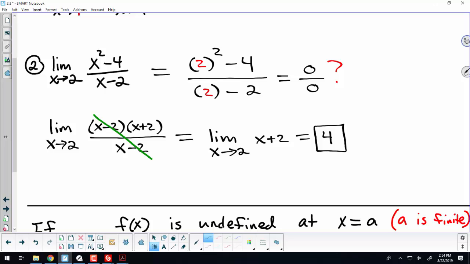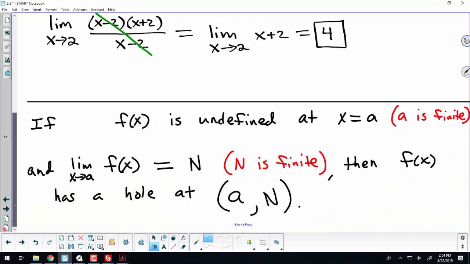So what does that mean? As x approaches 2 on x squared minus 4 over x minus 2, the y values approach 4. In terms of the graph, we've already stated that means there's a hole in the graph. Okay. So that's summarized here. For any limit you compute, whether it's a rational function or some crazy trig function or whatever, if your function is undefined at x equals a, and if a is finite, and you compute the limit as x approaches a on that function and get some finite number n, then what that means is you've got a hole in the graph at a comma n.